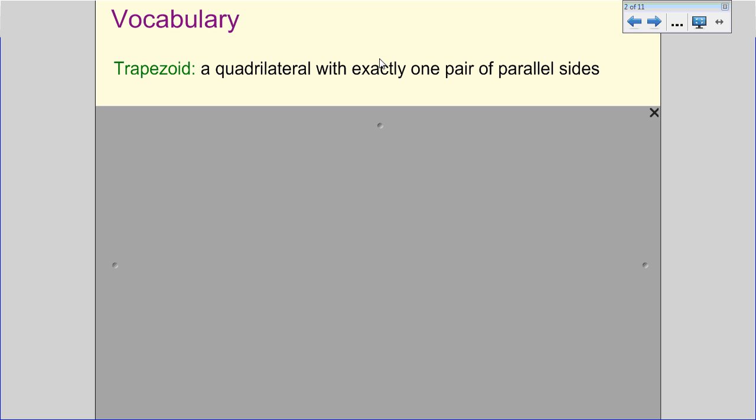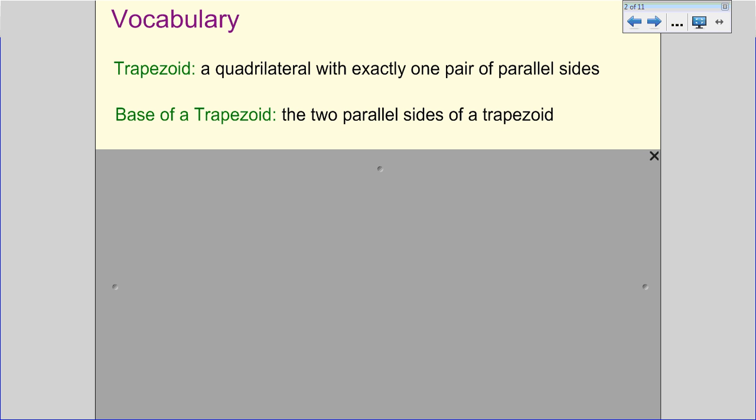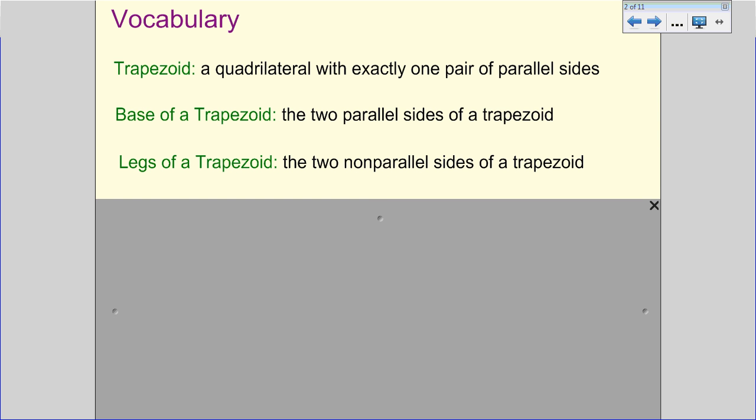A trapezoid is a quadrilateral with exactly one pair of parallel sides. It's the one quadrilateral that we're going to study that is not a parallelogram because it only has one pair. So now we're going to talk about specific parts. The bases are the two parallel sides. The legs are the non-parallel sides.